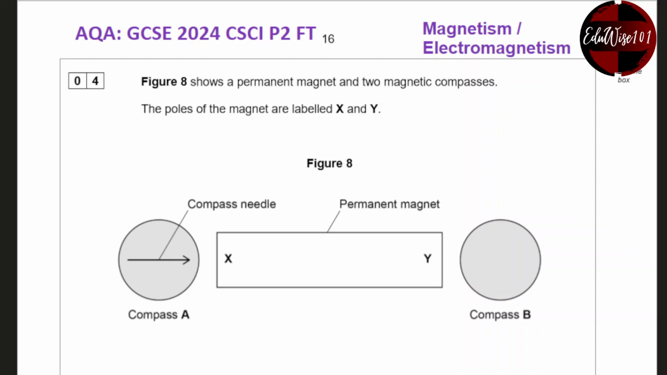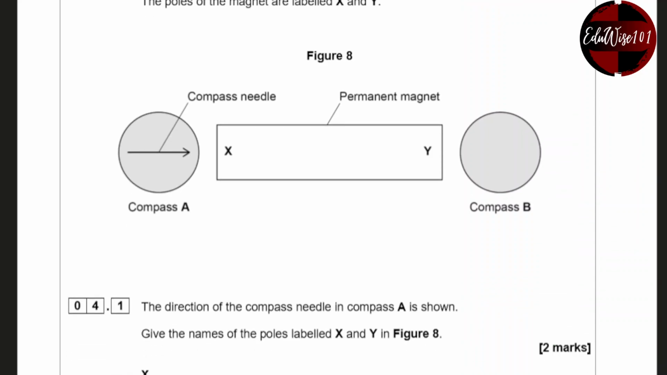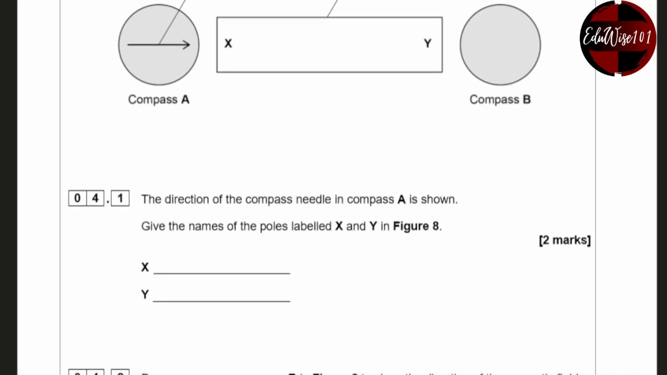Question number 4 is on the topic of magnetism and electromagnetism. Figure 8 shows a permanent magnet and two magnetic compasses. The poles of the magnet are labeled X and Y. So you've got compass A, which is pointing to X, right? And there's a permanent magnet, and they haven't drawn anything on compass B. The direction of the compass needle in compass A is shown. Give the names of the poles labeled X and Y in figure 8.